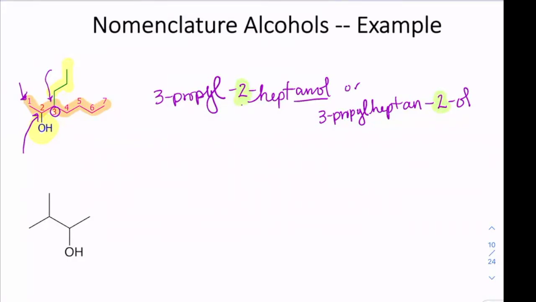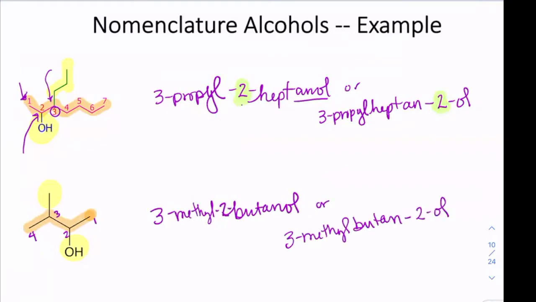Now in the next one, if we pick our longest carbon chain, it's going to be there. And if we identify our substituents, we have those 2 groups. And if we number the parent chain, this has to be 1 because we want our OH with the lowest number. And so if we put this all together, our parent chain is butane-ol or butanol. And remember, we have our substituent at carbon 3, 3-methyl-2-butanol, or 3-methylbutan-2-ol.